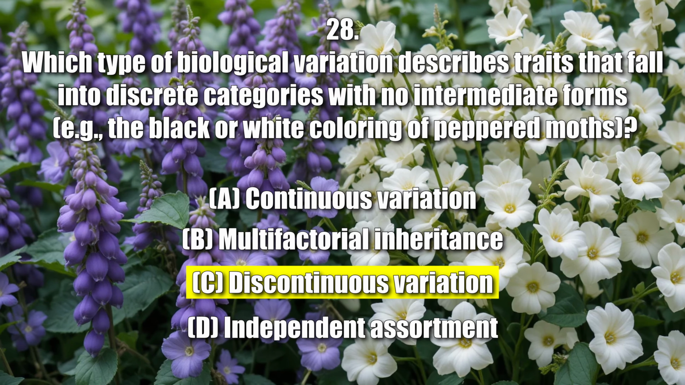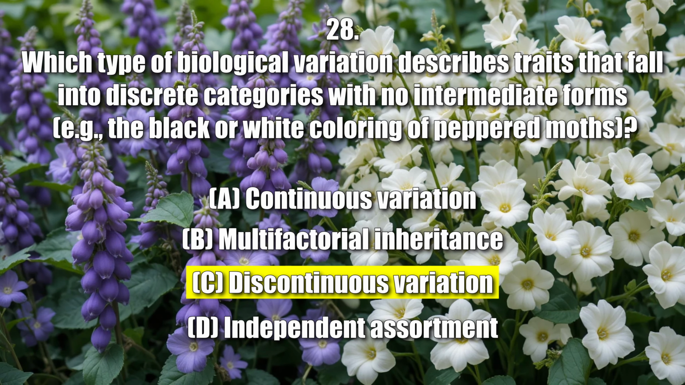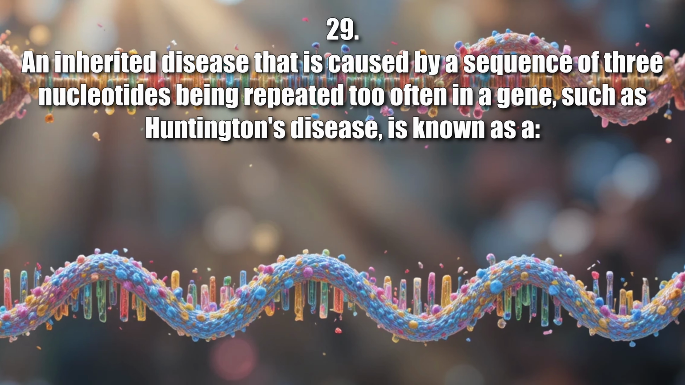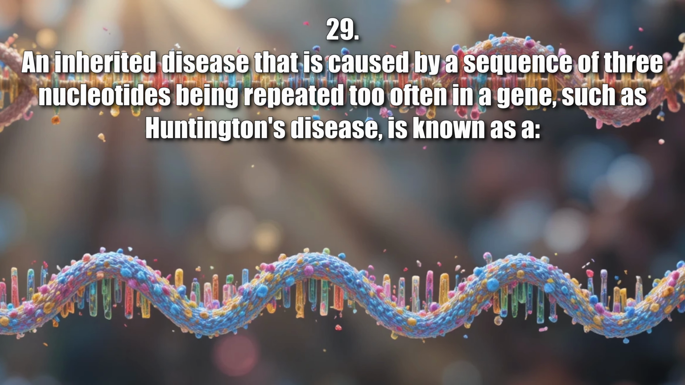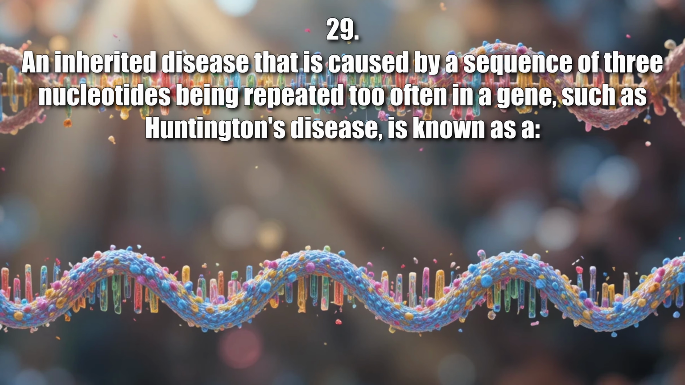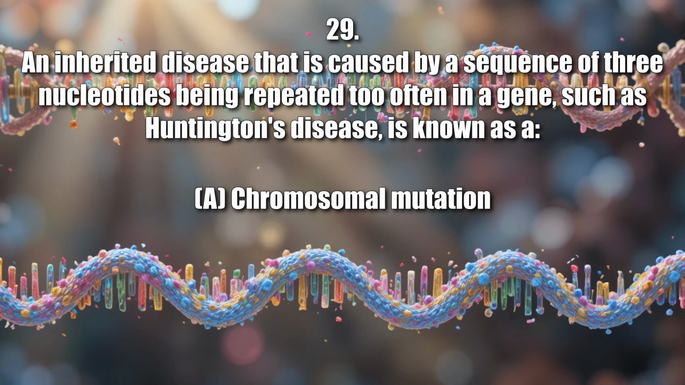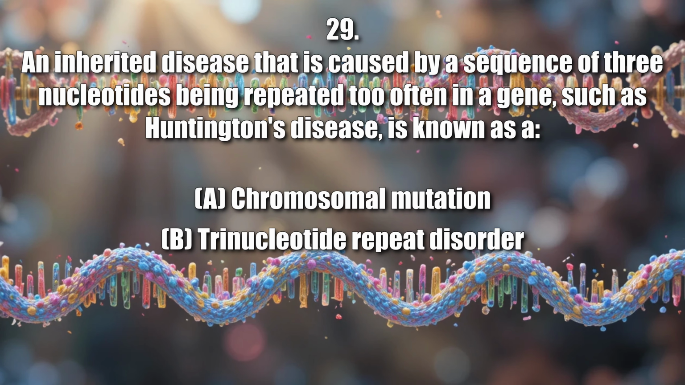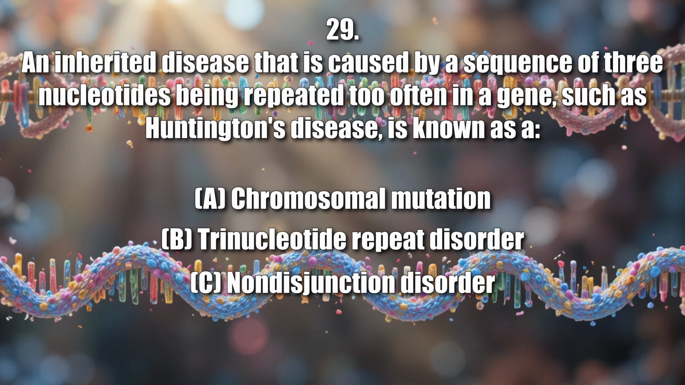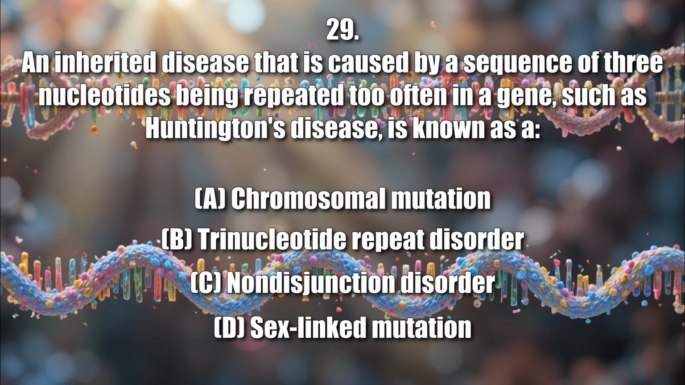The correct answer is C. Discontinuous variation. 29. An inherited disease that is caused by a sequence of 3 nucleotides being repeated too often in a gene, such as Huntington's disease, is known as A. Chromosomal mutation. B. Trinucleotide repeat disorder. C. Non-disjunction disorder. D. Sex-linked mutation.